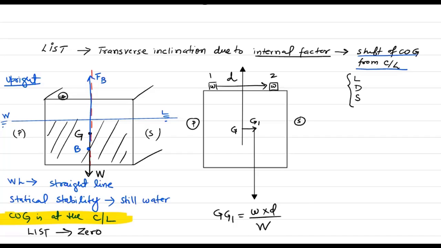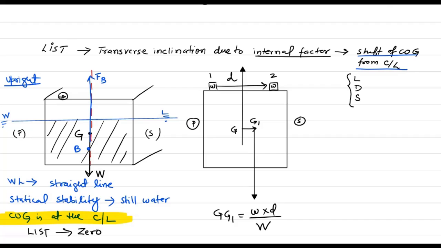You remember this formula? So this distance d could be large and this GG1 could be small because the ship has a big displacement, a huge displacement. So it's not that the center of gravity will shift equal to distance d. It will be a very small change in center of gravity, but it is going to shift.